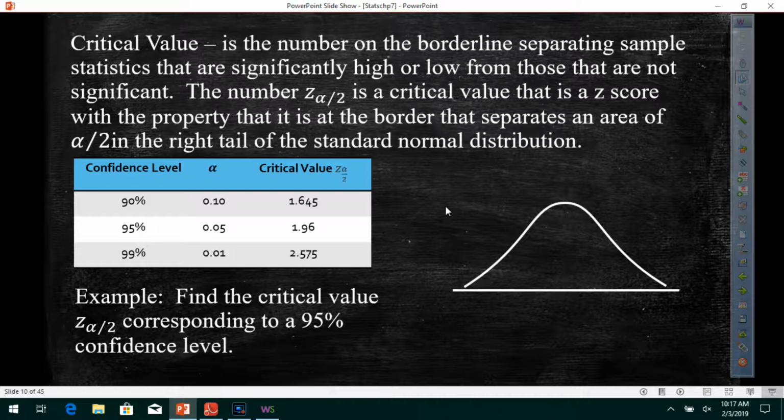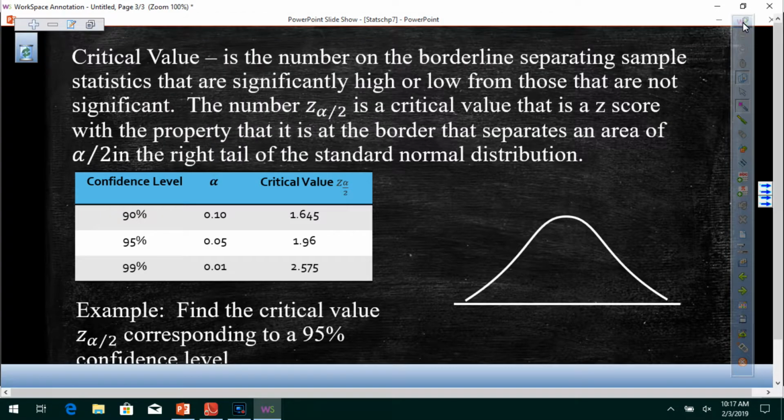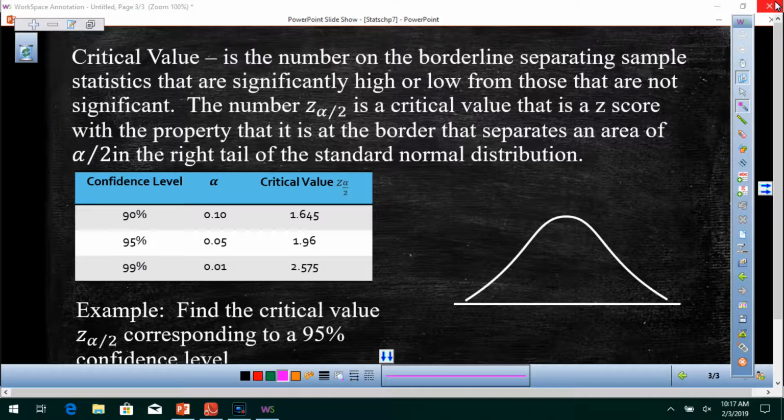The number z sub alpha divided by 2 is a critical value that is a z-score with the property that it is at the border that separates an area of alpha divided by 2 in the right tail of the standard normal distribution. All right, so here's a table with the most common ones. And let's see here.